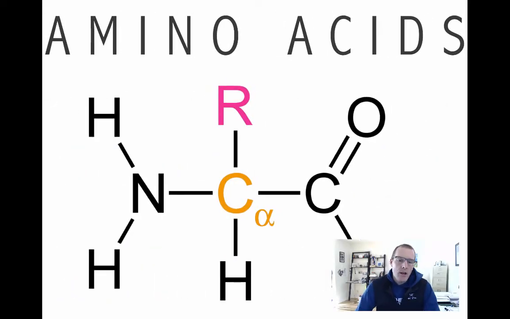So let's look at the structure of an amino acid. Here's a generic amino acid, and what I mean by generic is that all amino acids have the same basic structural formula, and then there's a variation around what we call the R group. So we'll come back to the R group in a moment. Before we look at the R group, let's take a look at some of the other components of the amino acid.